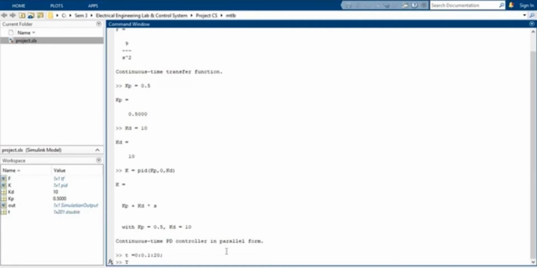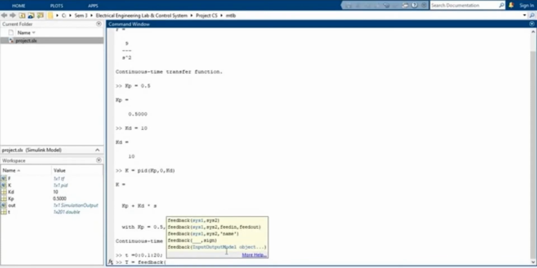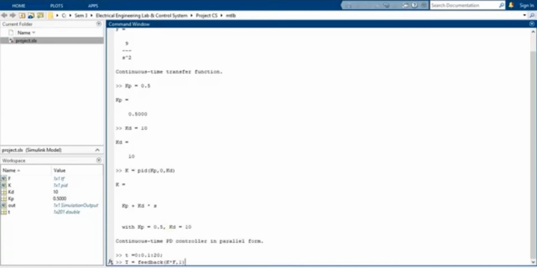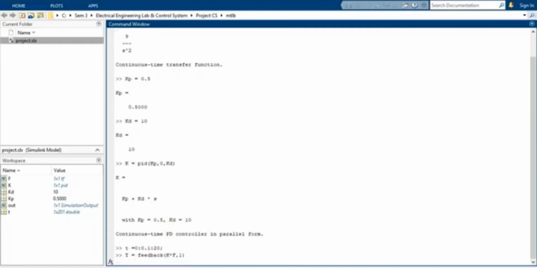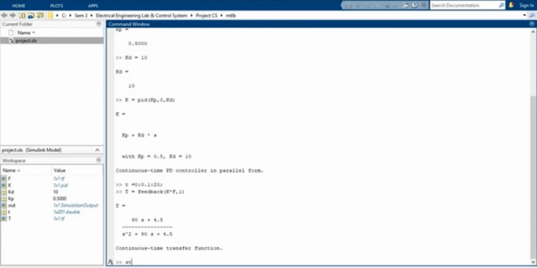Right, for the transfer function feedback, this is a closed loop system, so they must have a feedback. Right, we already have F. So K, F and 1 because it's a unity closed loop function. So we have to find the value.